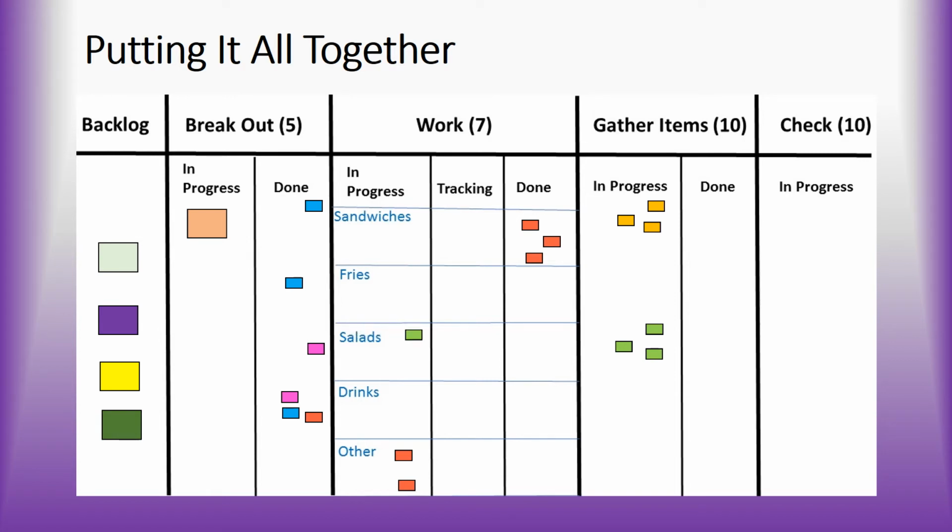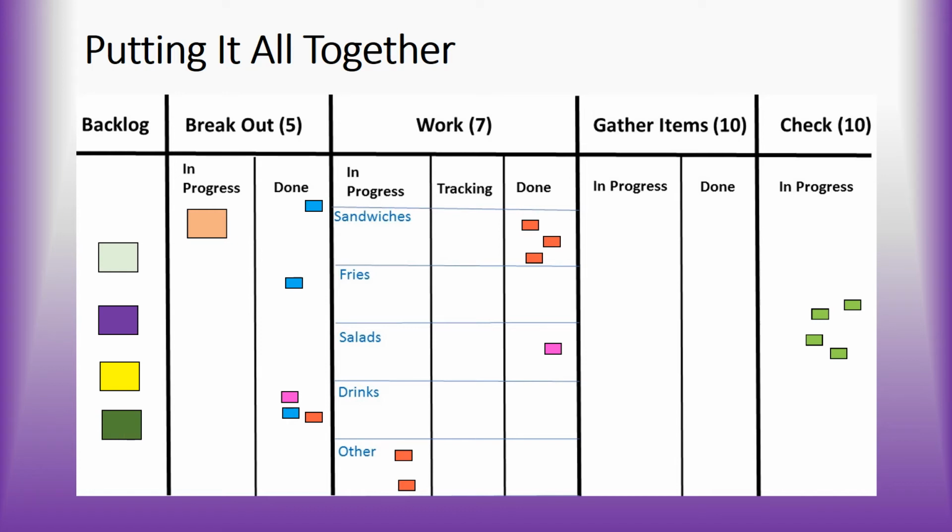Once all the gold food orders reach the gather stage, they move on to the done column, and then on to the check section. Looks like the gold order is ready to be given to the customer, with the green order not far behind. We see how this works when things are going smoothly.